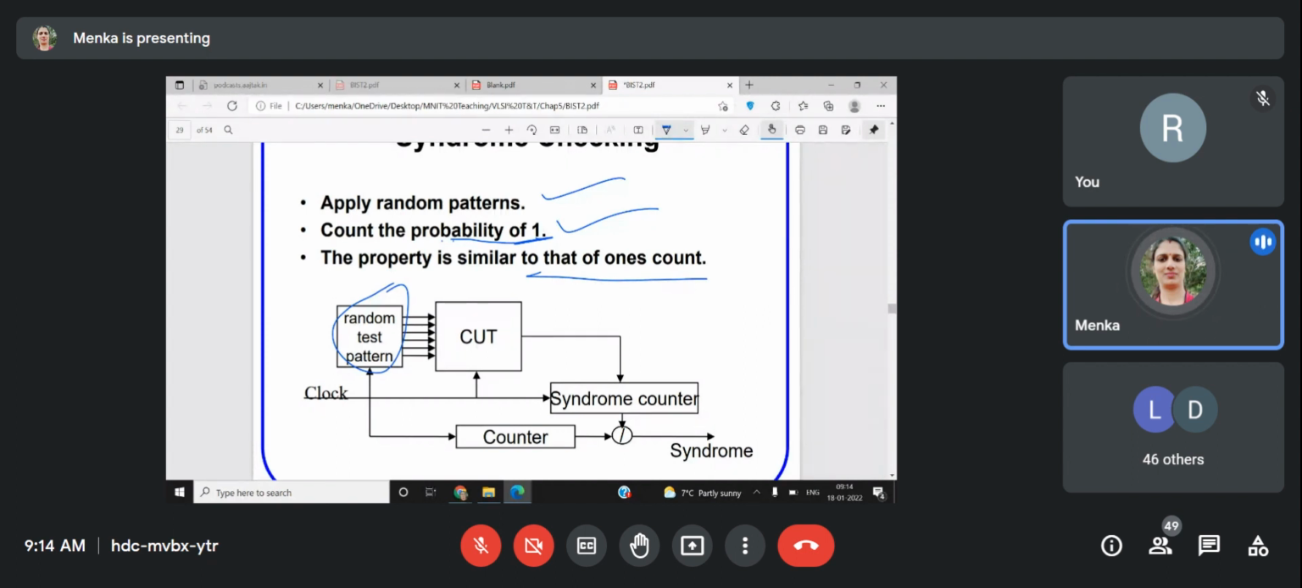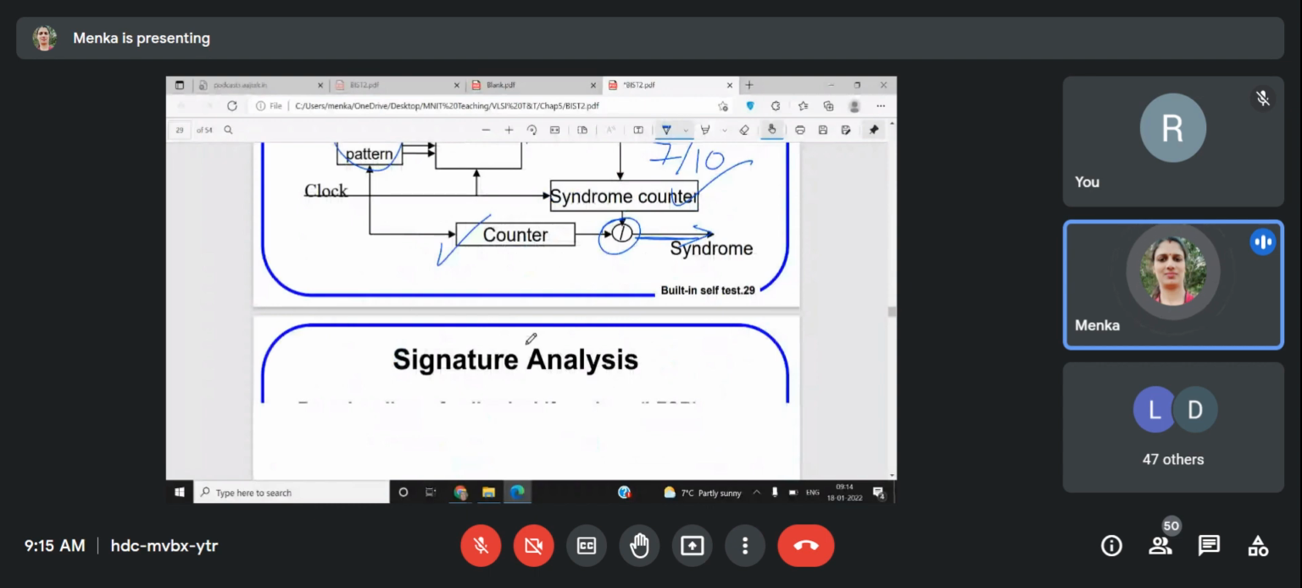Probability of finding ones means what? Let's say there is a 10-bit number. It is somewhat like this, and 1. So here the number of ones is 7. So what is the probability of finding ones? It is 7 by 10. And the number of ones was also 7. So in this fashion, this is similar to the ones count. So what you have to do is check the syndrome, take the counter, and then compare both, and this is going to give you the syndrome analysis. So from this you can find out whether this had error or not.